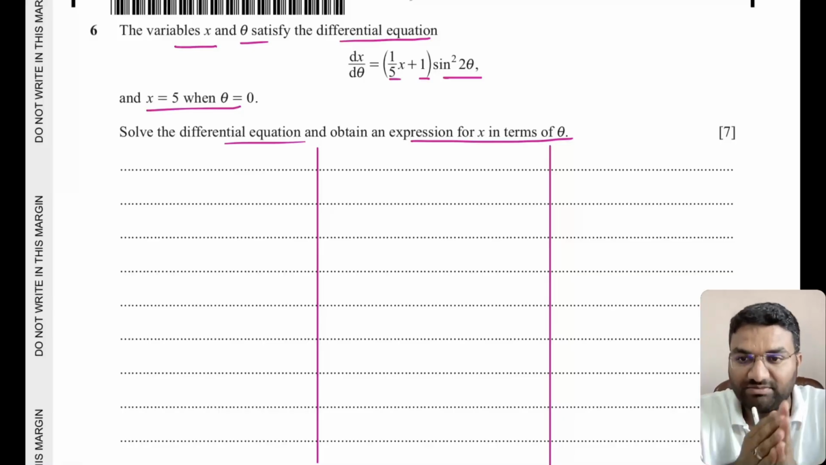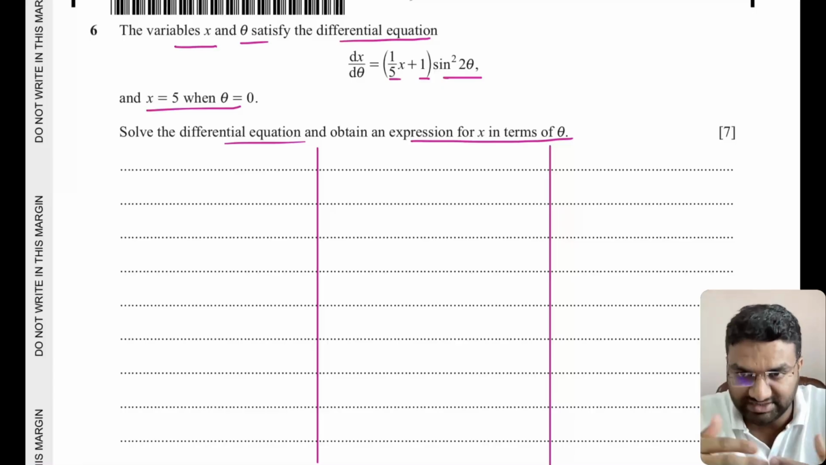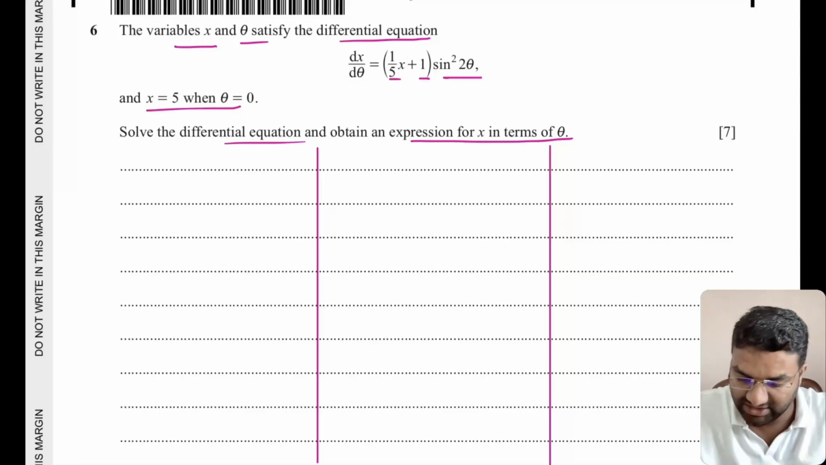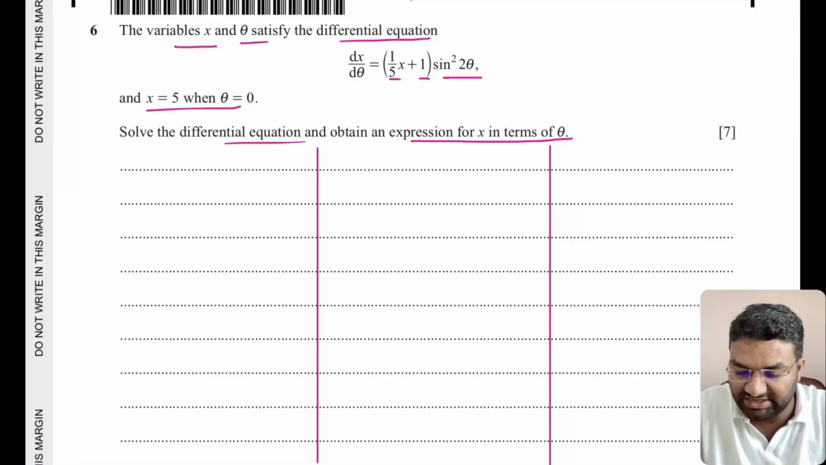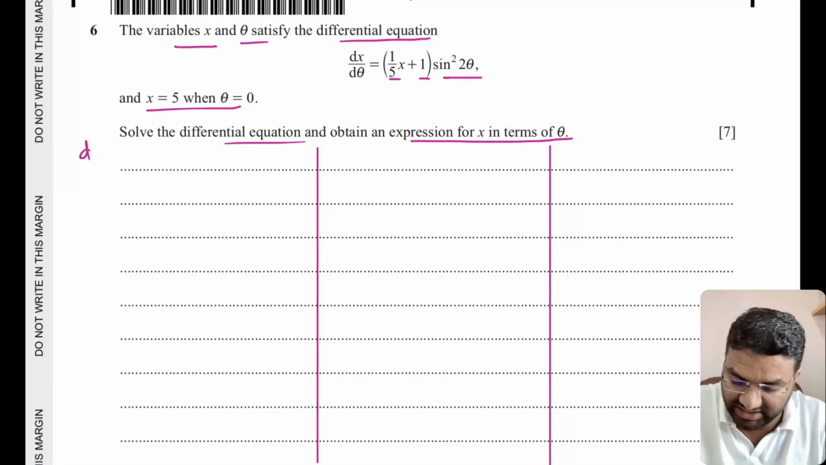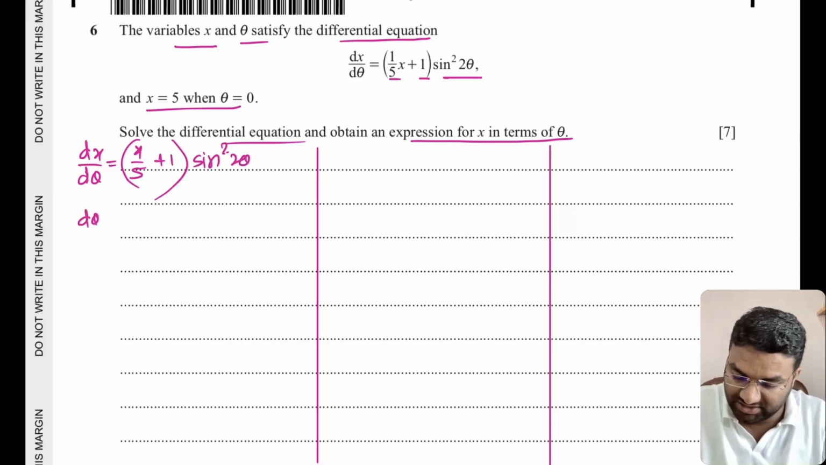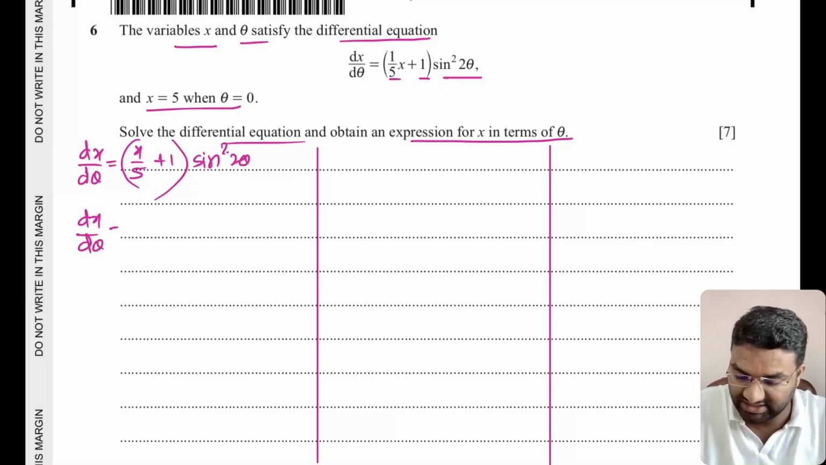Some students actually find it difficult, but if you know a simple bit of tricks here and there, then it's very easy to solve these kinds of questions. Okay, so here we have dx by d theta, which we can write as (x plus 5) upon 5 sine square 2 theta.